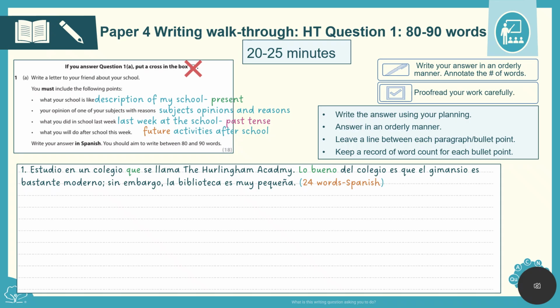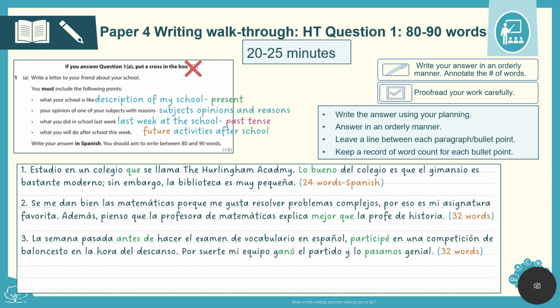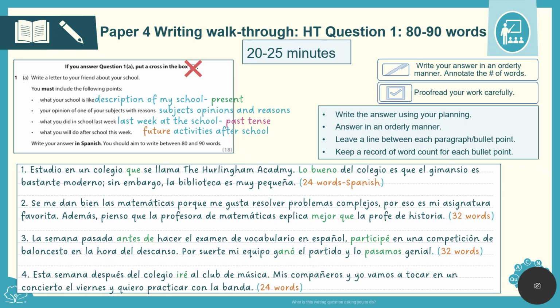So now we can see how these ideas can be put together in the paragraph. So there you go. You have the amount of words in each of the bullet point answers. Pause this video here so you can have a closer look at how these bullet points have been addressed, because this is a very good model example, okay?